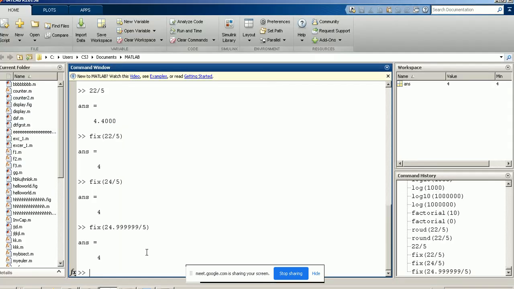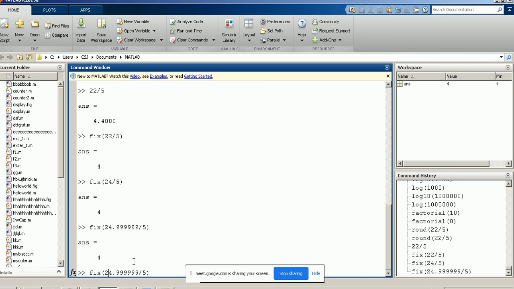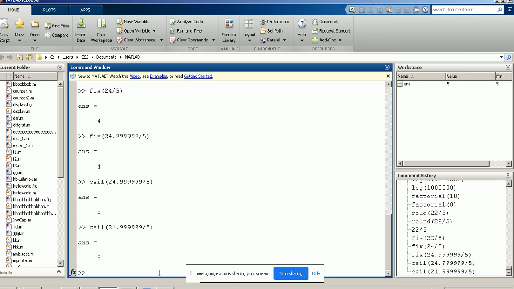Let me take an example. You remember fix? Now I will take ceil. So I will write ceil. You see now, 24.999 divided by 5, the result is going to be 5 for sure. If I write 21 divided by 5, it also gives me 5. This is the difference between ceil and fix. Fix will round the number to the lowest value, but ceil will give me the nearest number to the highest value.